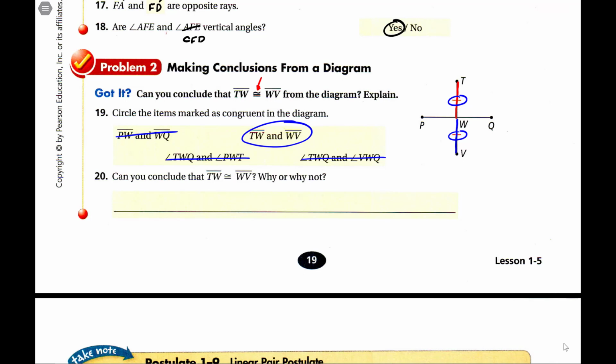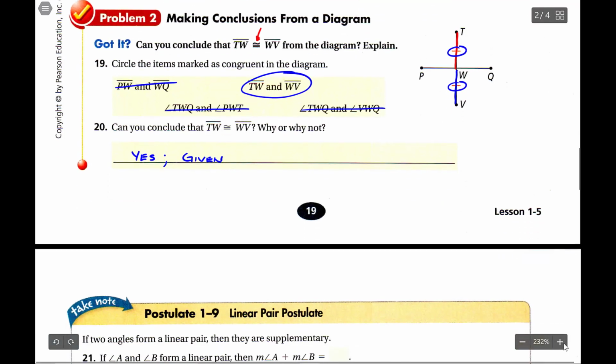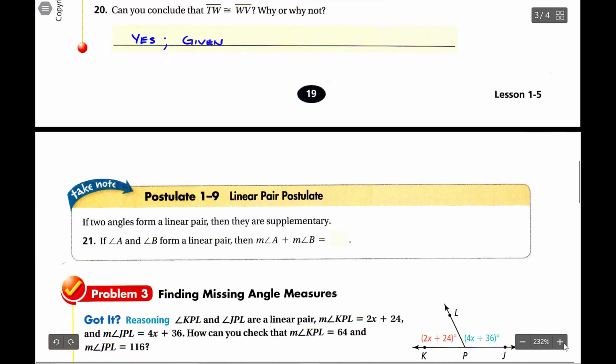Can we conclude this to be true? Yes, we can, because it is actually given to us. Notationally, it just shows us that they are congruent to each other. If we similarly had tick marks like this, then we could say that all 4 segments are congruent. If we had a double tick mark here and here, then we could say that TW and WV are congruent, and then we could also say that PW and WQ are congruent. So you just want to look at how those tick marks, or the congruency indicators, are given to you in any particular problem.